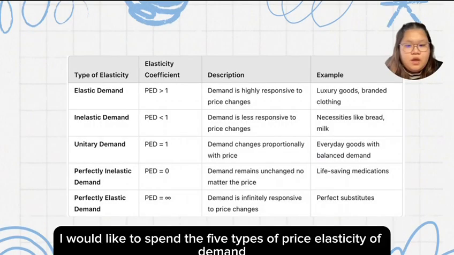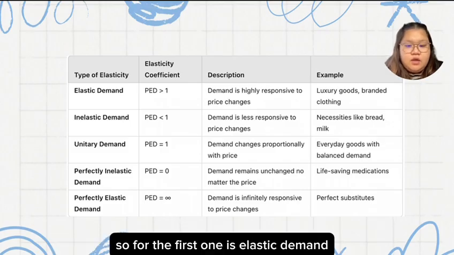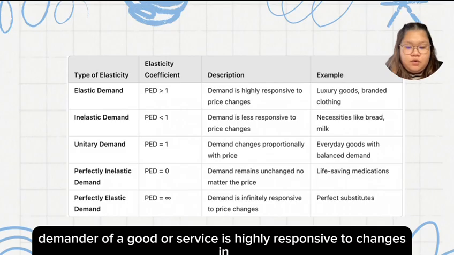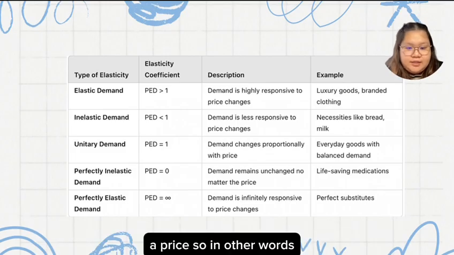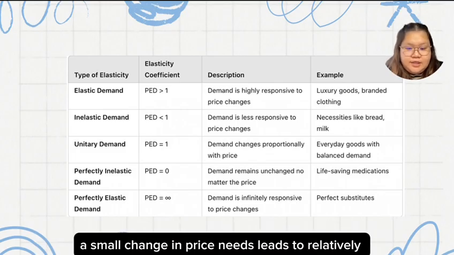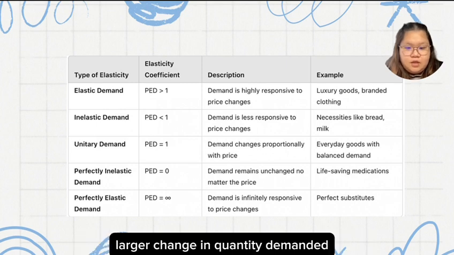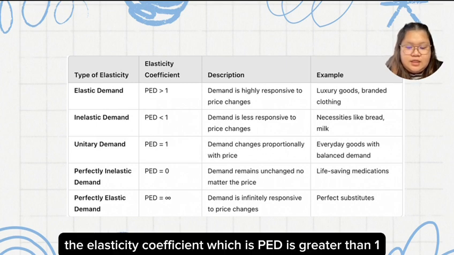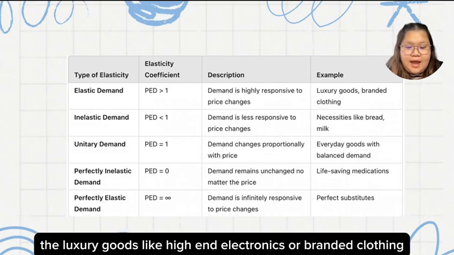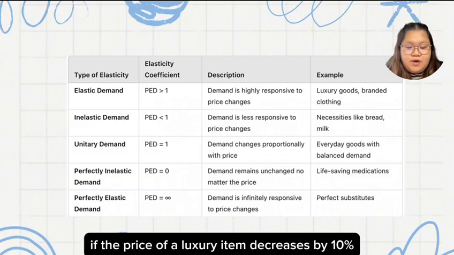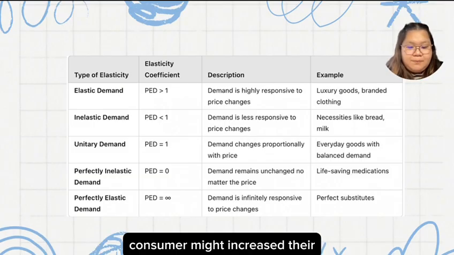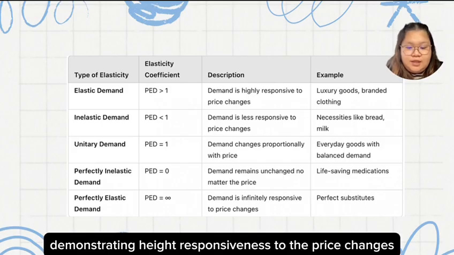So right now, I would like to explain the 5 types of price elasticity of demand. So for the first one is elastic demand. Elastic demand occurs when the quantity demanded of a good or service is highly responsive to changes in price. So in other words, a small change in price leads to a relatively larger change in quantity demanded. So for the elasticity value, the elasticity coefficient, which is PED, is greater than 1. So for example, luxury goods like high-end electronics or branded clothing, if the price of a luxury item decreases by 10%, consumers might increase their purchase by more than 10%, demonstrating high responsiveness to the price changes.